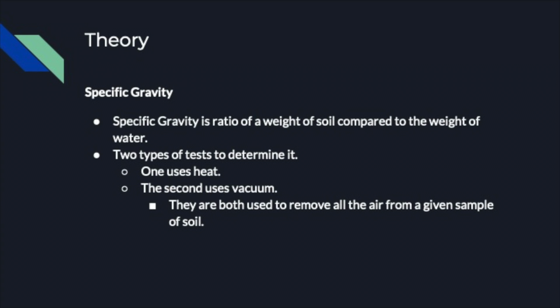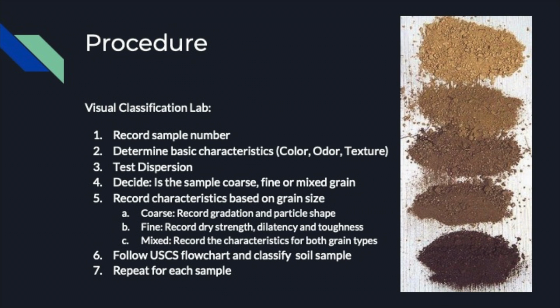We can determine the specific gravity of a soil sample through two different methods. One is to use heat, and the other is to use vacuum. In both cases, the aim is to remove all air from the soil sample so that only the water and soil particles remain. This weight of volume is then compared to the same weight of volume of water, and our specific gravity is found. It is important to have consistent and reliable data, and to ensure this, a standard procedure was followed for each portion of the lab.